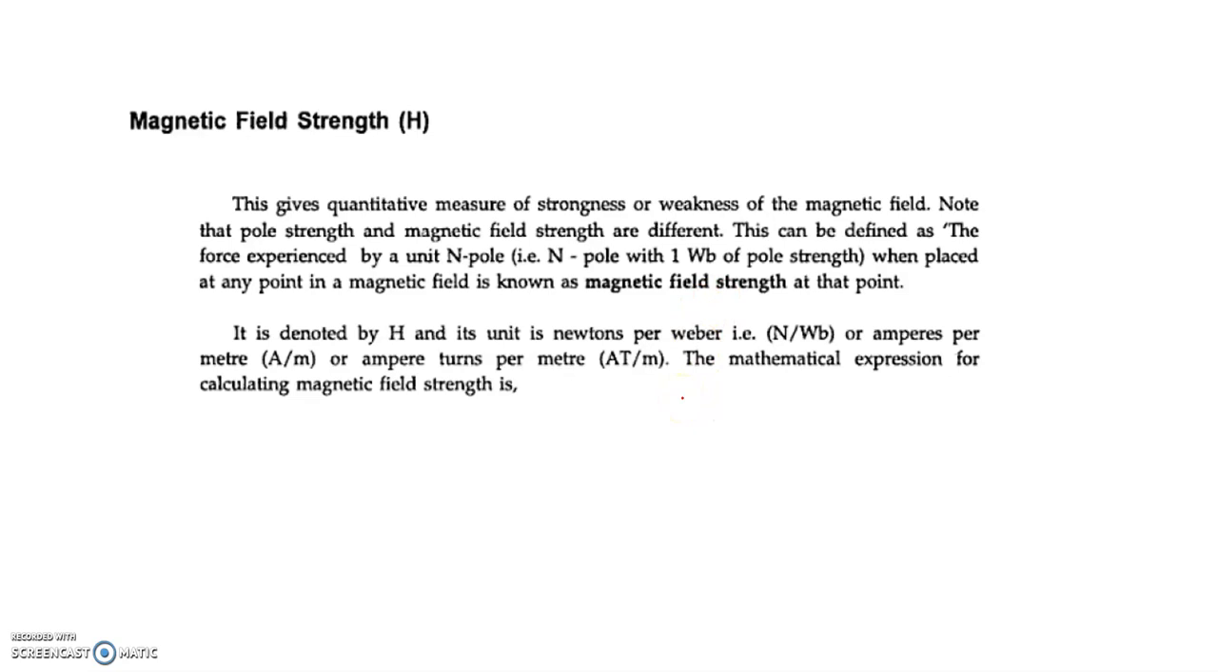Magnetic field strength is written as ampere turns upon length. So we can write that magnetic field strength H is equal to Ni upon L, number of turns into ampere upon L, length. So this is the magnetic field strength.